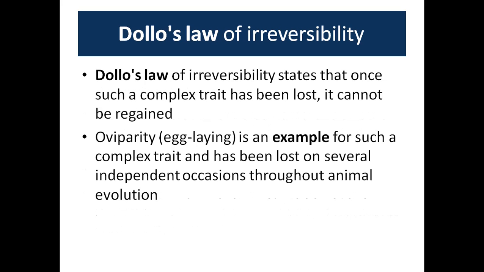Dollo's law of irreversibility. Dollo's law of irreversibility states that once such a complex state has been lost, it cannot be regained. Means complex state once lost cannot be regained. Oviparity is an example of such a complex state and has been lost on several independent occasions throughout animal evolution.